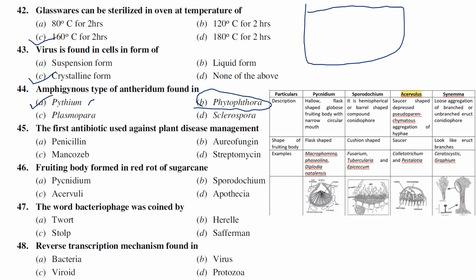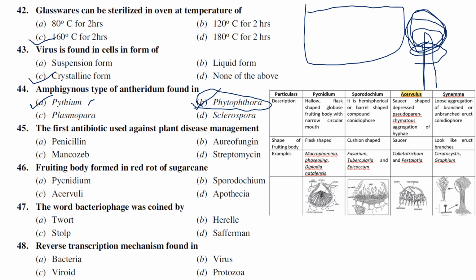But when it comes to Phytophthora, the amphigynous type of antheridium is a special feature. Amphigynous type of antheridium means the female reproductive organ, that is the oogonium, passes through the antheridium and forms a globose structure. Imagine this is the antheridium. This female reproductive organ passes through the antheridium and forms a globose structure above it, known as the amphigynous type of antheridium. Such kind of antheridium can be observed in Phytophthora.